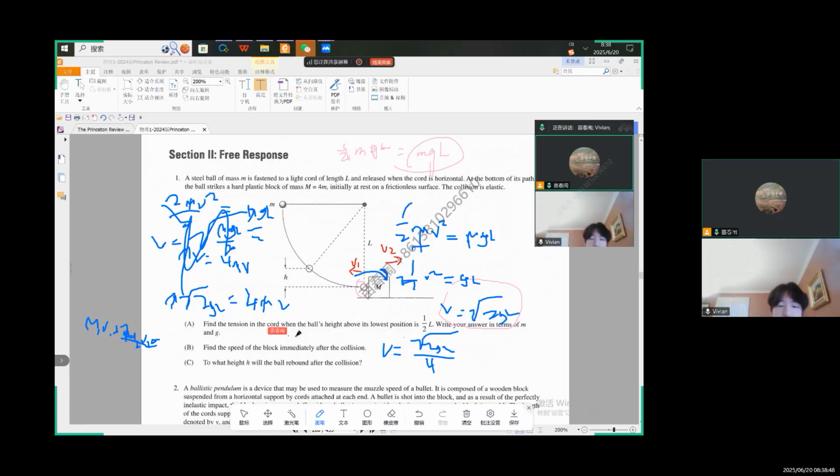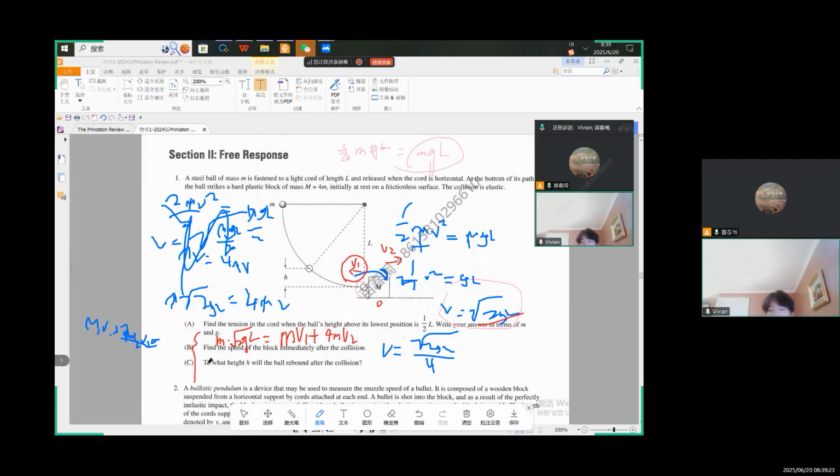So would it be just m v1? Let's say I don't really know positive or negative. Let's pretend we don't know. Plus 4m times v2, right? Must equal the before, which is m, because before the momentum is 0, right? So m times the square root of 2gl. This is equation 1 about conservation of momentum, right? Is that making sense?